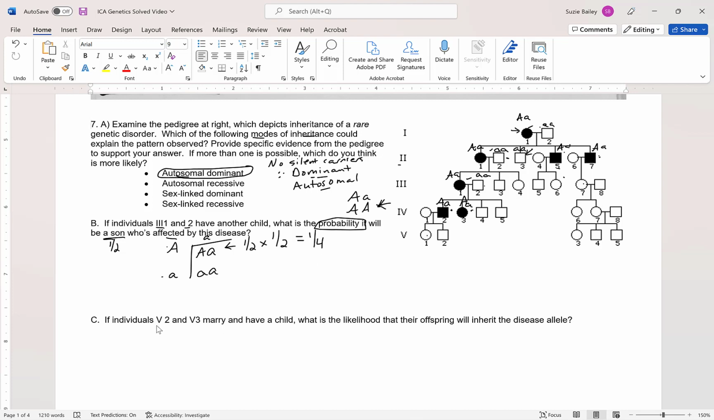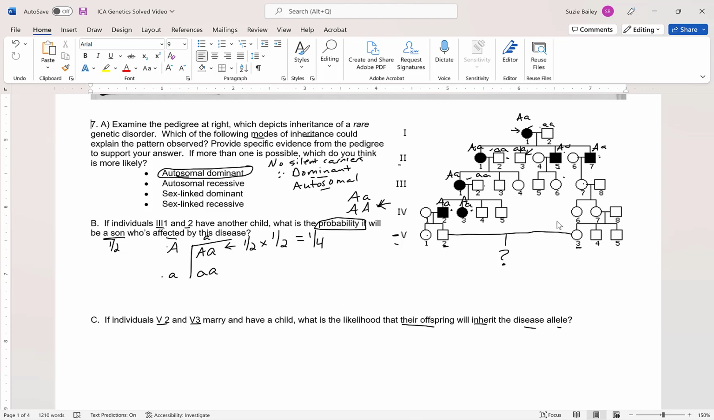Question C asks, if individuals 5-2 and 5-3 marry and have a child, what's the likelihood that their offspring will inherit the disease allele? So now we're in generation 5, and we're saying these two distant cousins, 5-2 and 5-3, marry and they have a kid. What's the likelihood that this kid inherits the disease allele that has been segregating in this family?